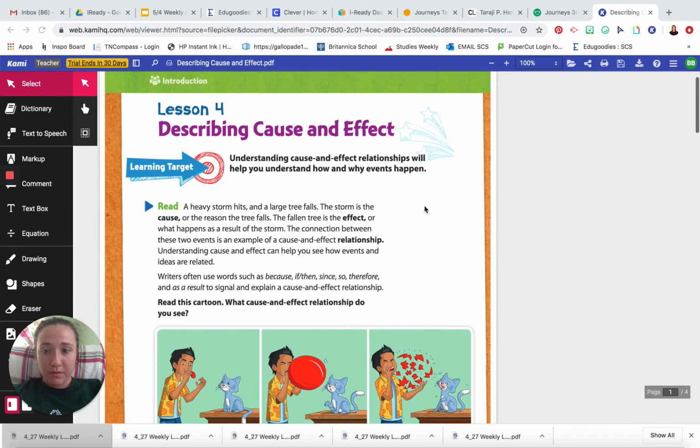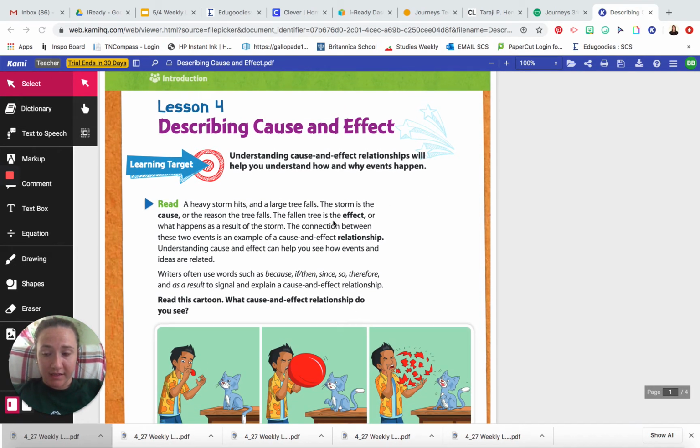So first we're going to read a short bit of text that explains what we mean by the words cause, effect, and relationship. A heavy storm hits and a large tree falls. The storm is the cause or the reason the tree falls. So I noticed that word is in bold. I'm going to stop right there and I'm going to go ahead and highlight that word and what I believe the definition of that word might be.